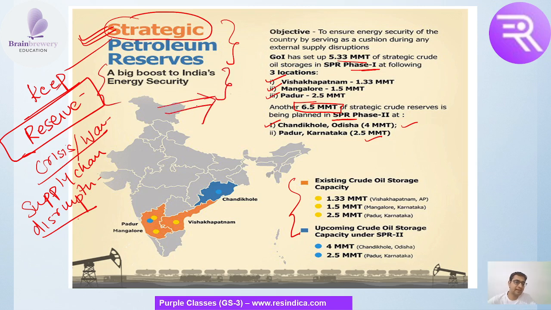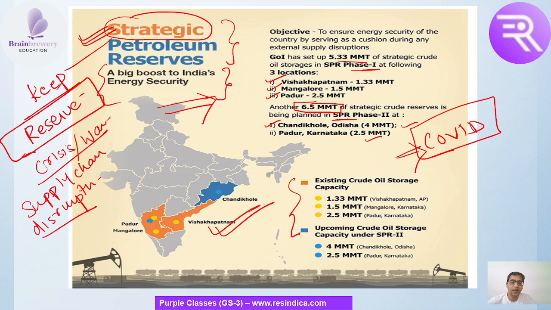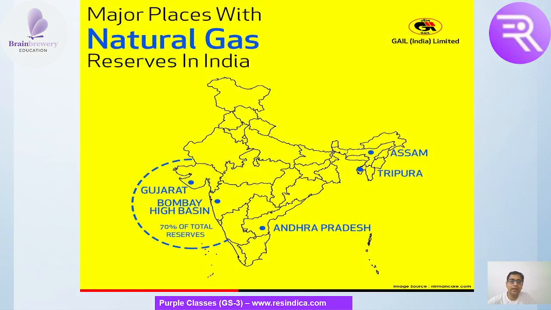If any crisis happens all of a sudden, like when COVID-19 happened, all transportation and everything got stopped. So in order to supply the essential crude oil and various essential elements to our economy, this strategic reserve has been created, and it will be utilized during a crisis, war, or any supply chain disruption.